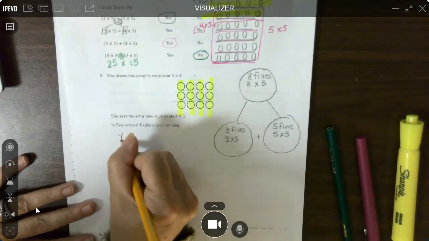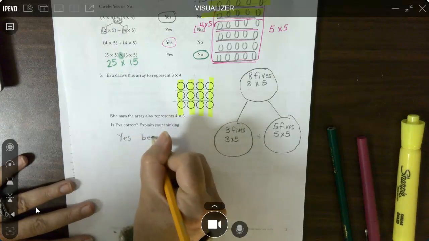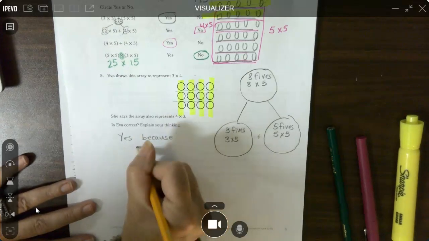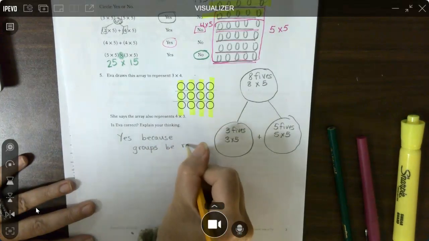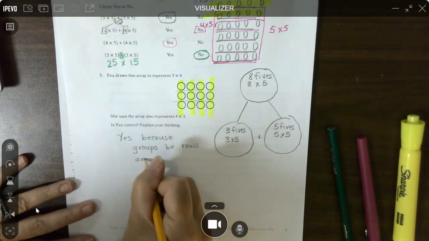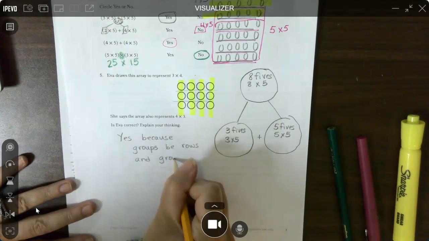We would want to say yes, because groups can be rows and groups can be columns.